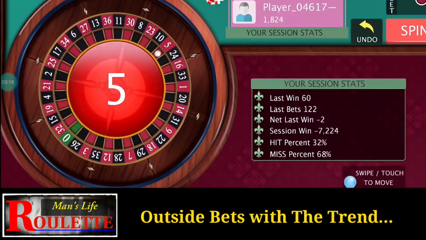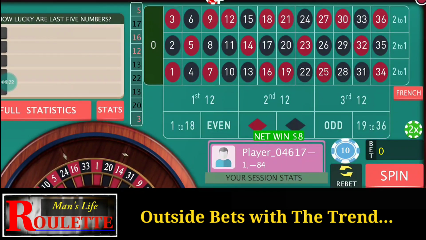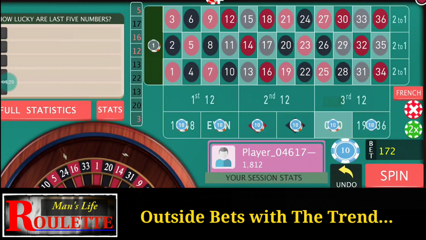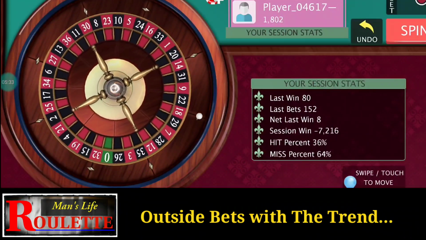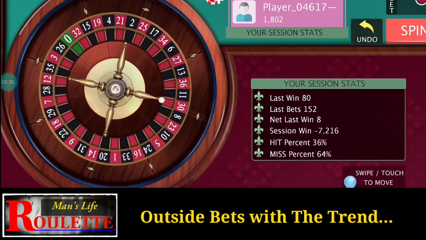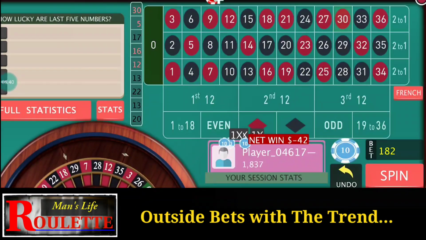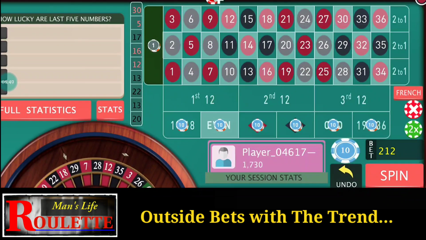It's 5. So I win here. Again I have to put the bets for number 5. It's a smaller number, an odd number, and a red number. Once any particular trend develops, you are going to get the profit, and you have to wait until then. So it's number 30 this time. We have to put the bets for number 30. It's a bigger number, a red number, and an even number.